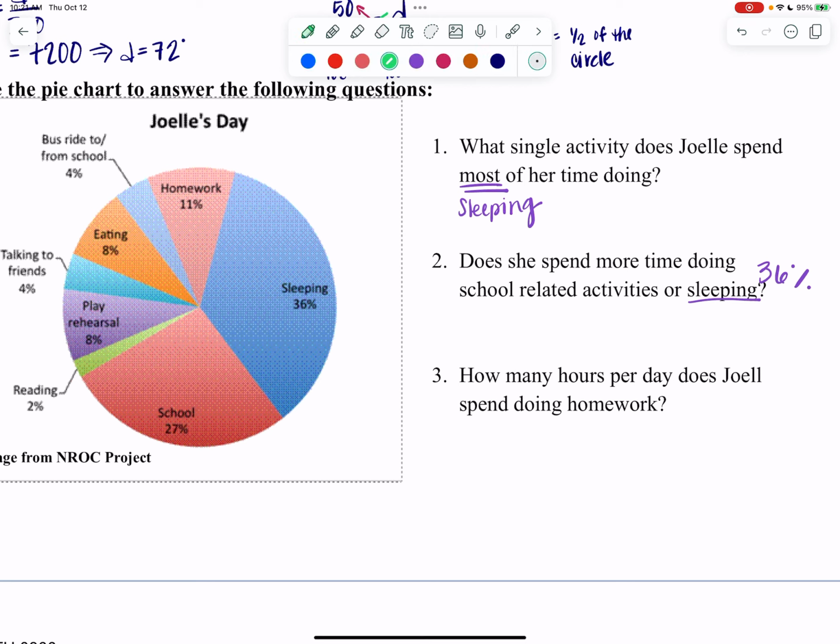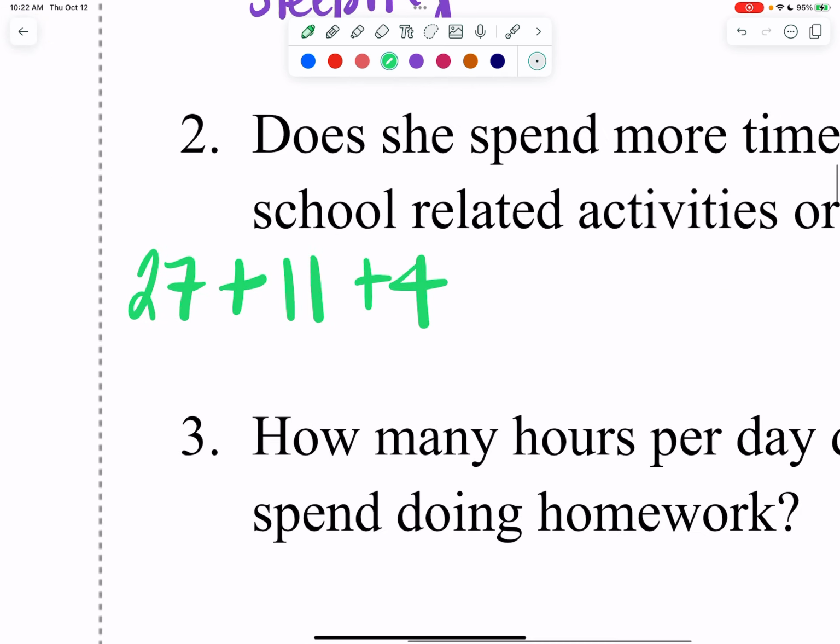So let's take a look at some school-related activities. Definitely, we have the big school right there. Technically, homework is a school-related activity. So we already have 27% and 11%. We could count the bus ride to and from school as a school-related activity. Now, we don't know if play rehearsal or eating or reading are necessarily happening in relationship to school. So we can stop there. I think it will give us what we need.